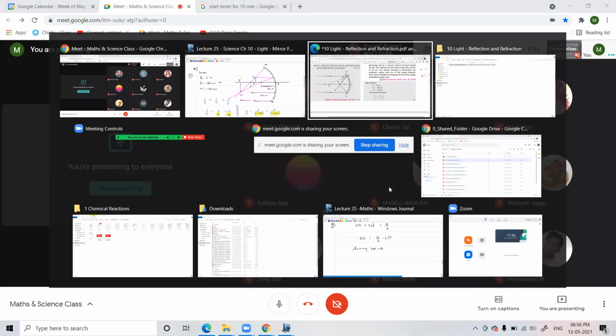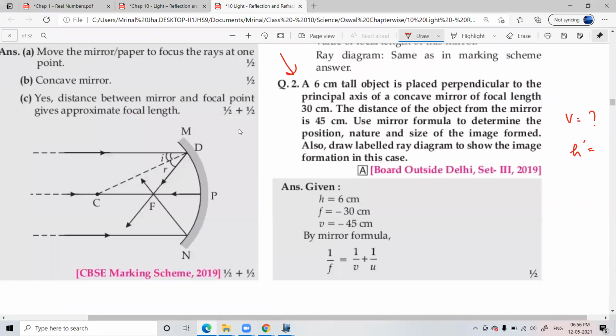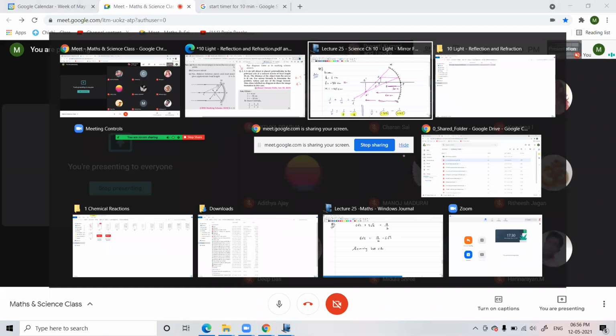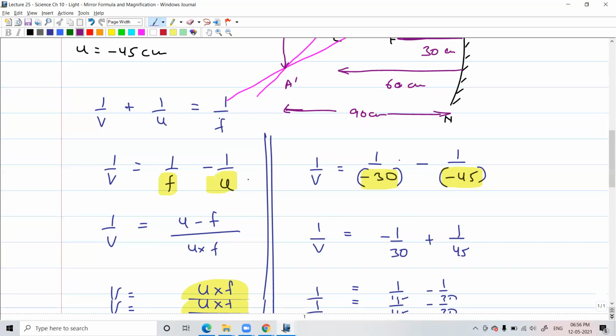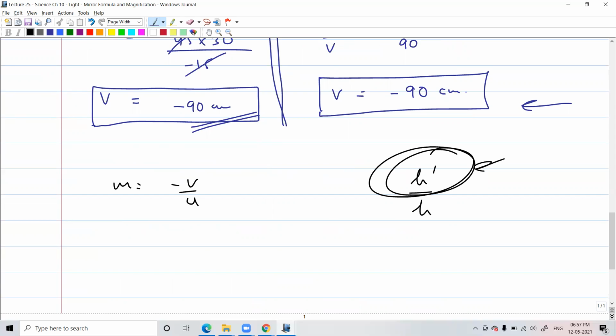Okay, what else did they ask us to find? The position, nature, and size of the image, right? We want h dash also. So let's find h dash. For h dash, we need the magnification. So magnification, we know we can use the minus v by u formula, right? We can't use the h dash by h formula because h dash is what is missing, which we have to find out. So we can't use this formula. Everyone is okay with that?